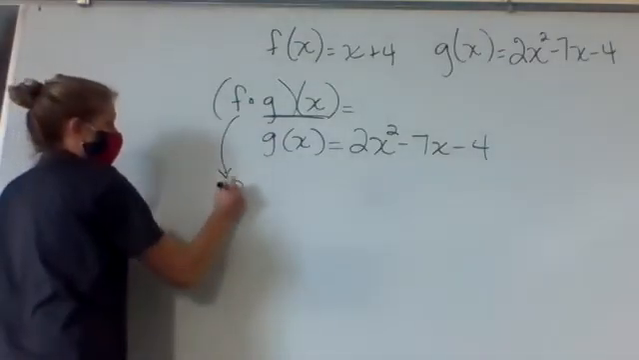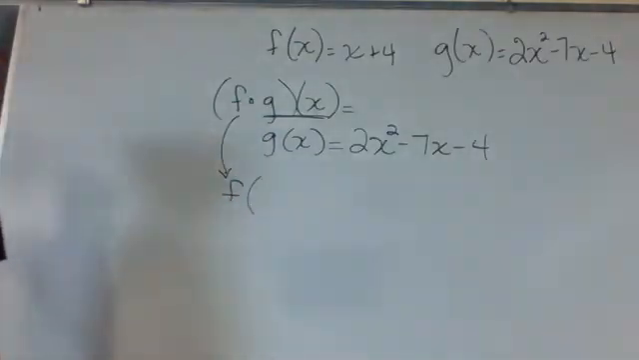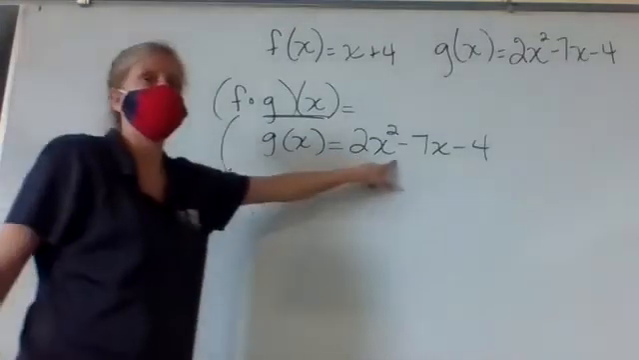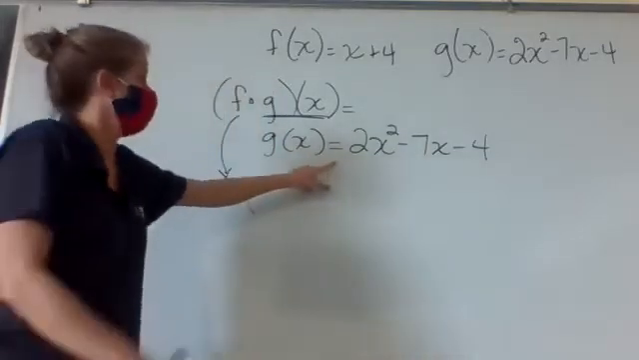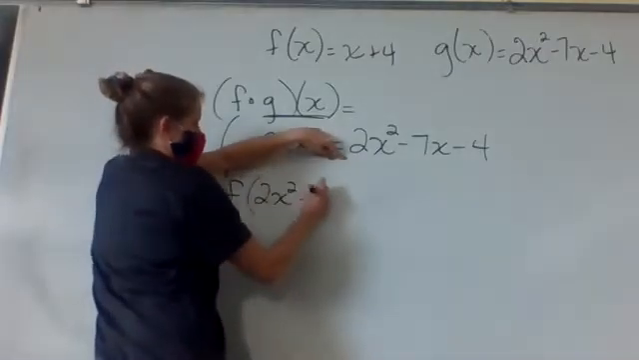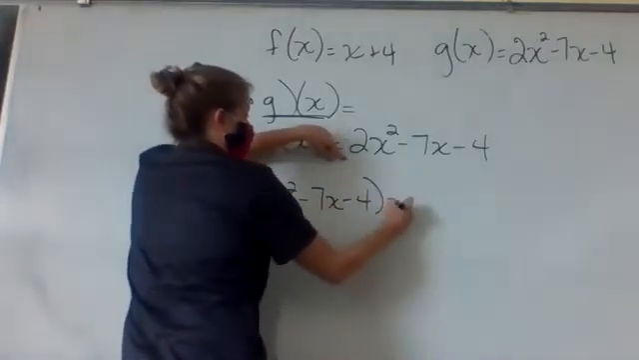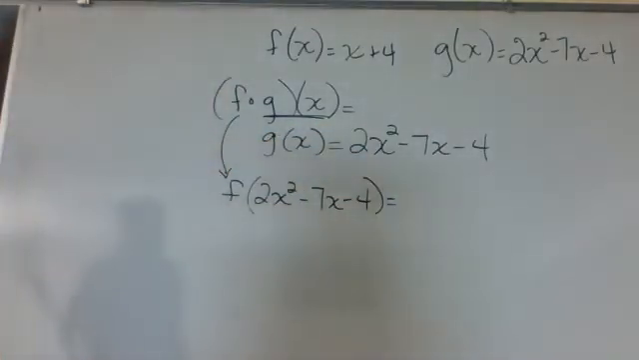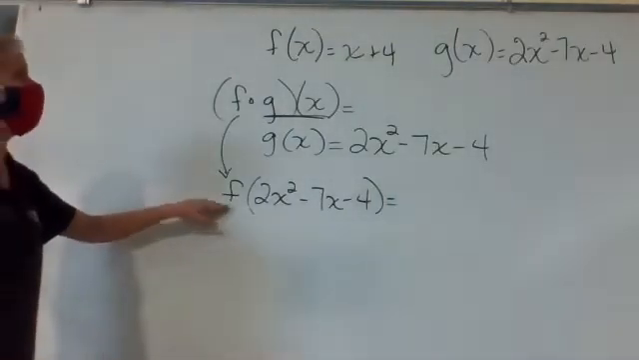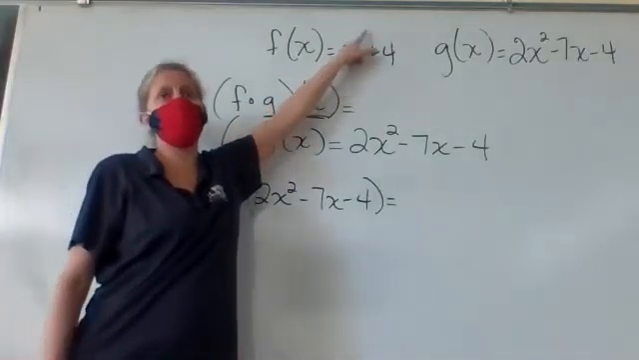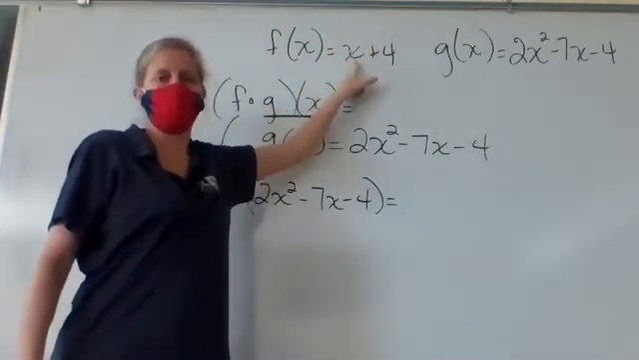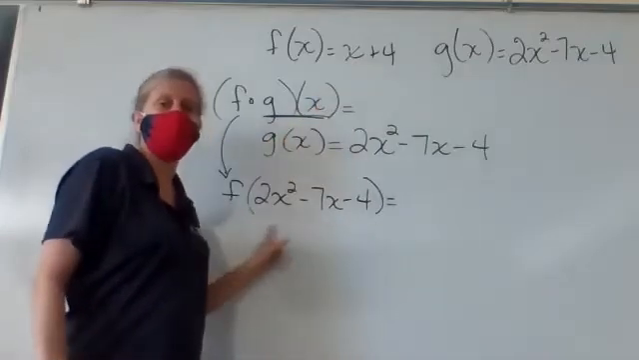Which means now I'll drop down the f. And what are you finding f of? Your last answer, which is all that. So 2x squared minus 7x minus 4 is what I'm finding f of. Which means go to your f, and anywhere you see the x, which is just right here, instead of writing that x, I'm going to write all of that.